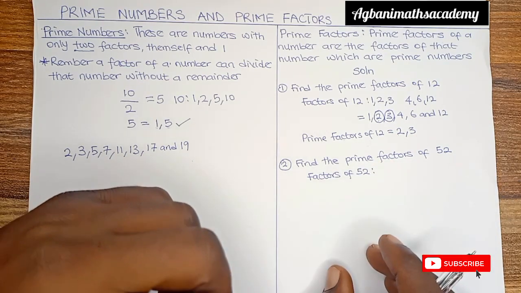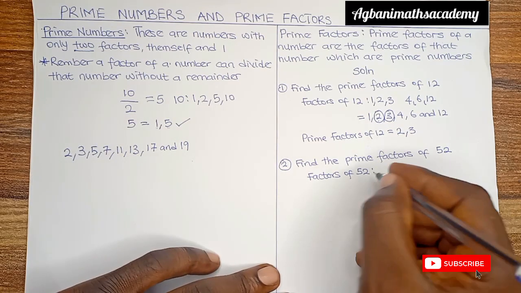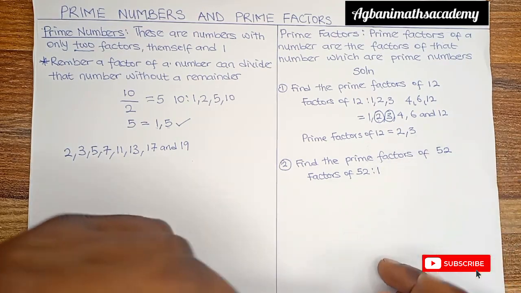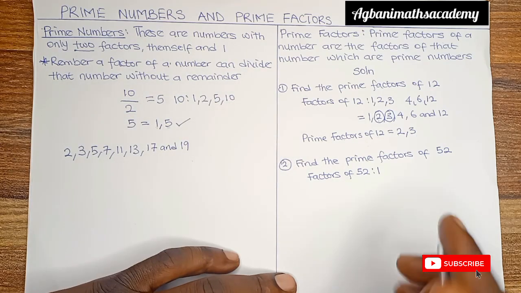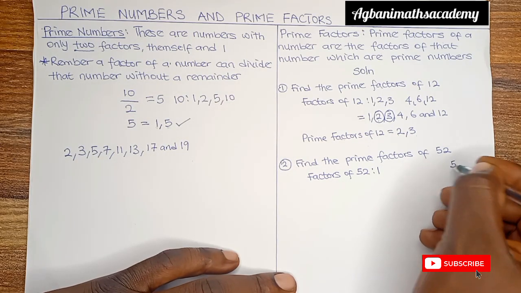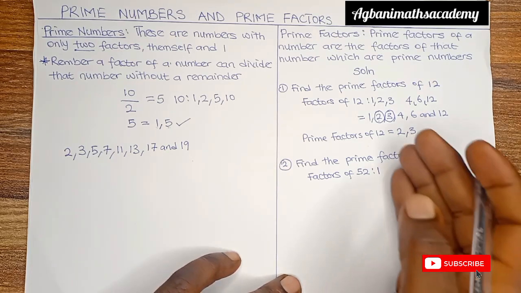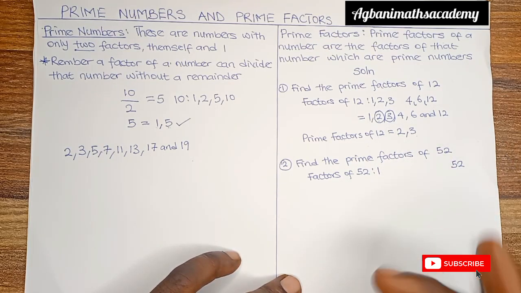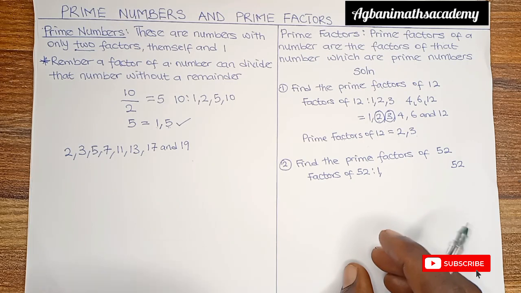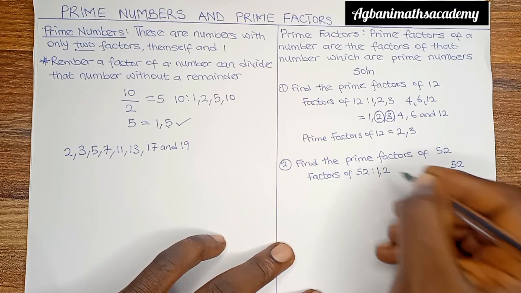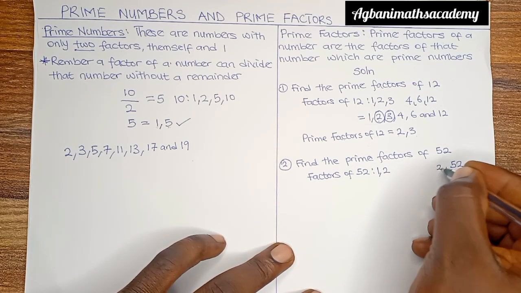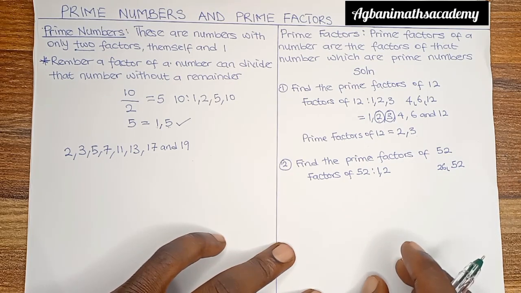What is the first factor of 52? 1. As the smallest factor. What is the second factor of 52 that we must know? 52 itself. So as the largest factor of 52. Okay, so we need to fill in the space in between with other factors. Is 2 a factor of 52? Can 2 divide 52 without leaving a remainder? The answer is yes. 52 divided by 2 is going to give you 26. That means 2 is a factor of 52 and 26 is a factor of 52.